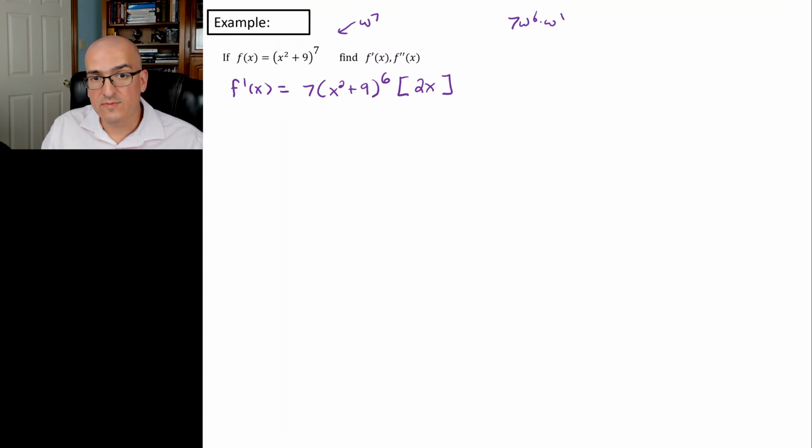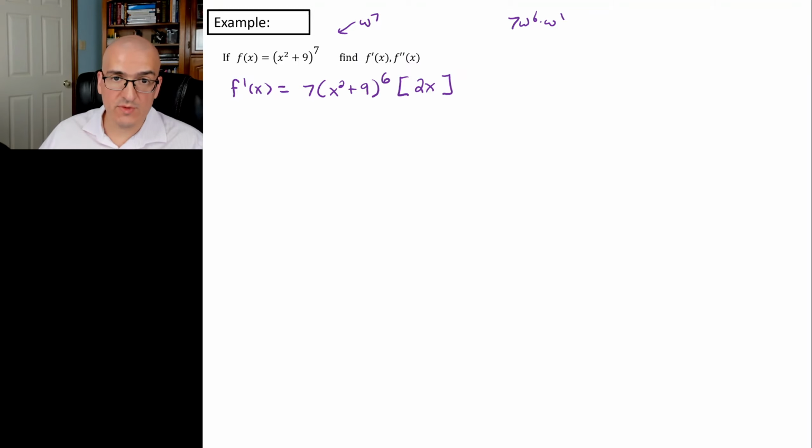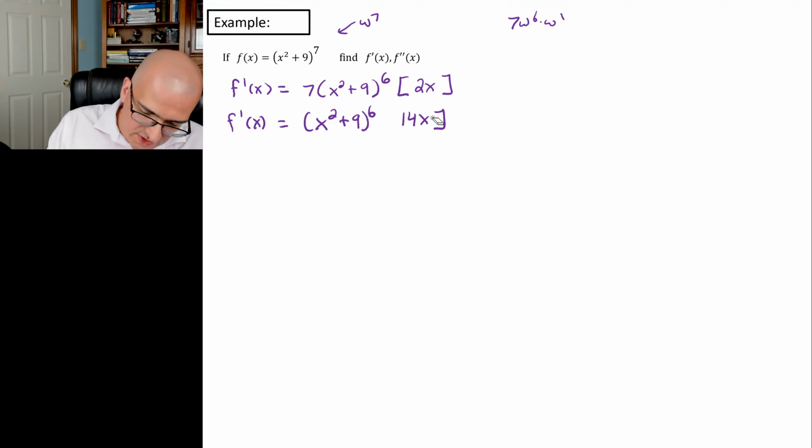We gotta be careful. Certain terms can be combined and certain terms cannot be combined. We cannot take that 7 and bring it into the bracket with a power 6 on it, because the 7 does not have a power 6. You can only combine brackets that have the same power, pieces that have the same power. The 7 and the 2x contain the same power. They're both raised to the power of 1, so I can combine those together. This is still f prime. It's x squared plus 9 to the power of 6 multiplied by 14x. And I'll drop the square brackets now.